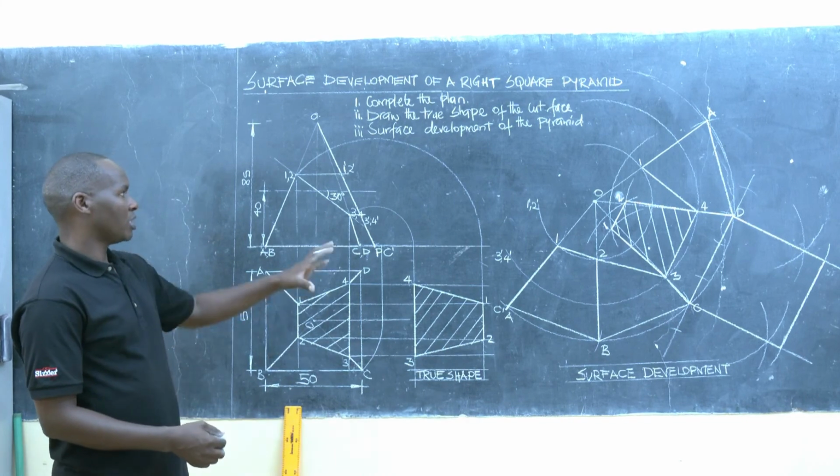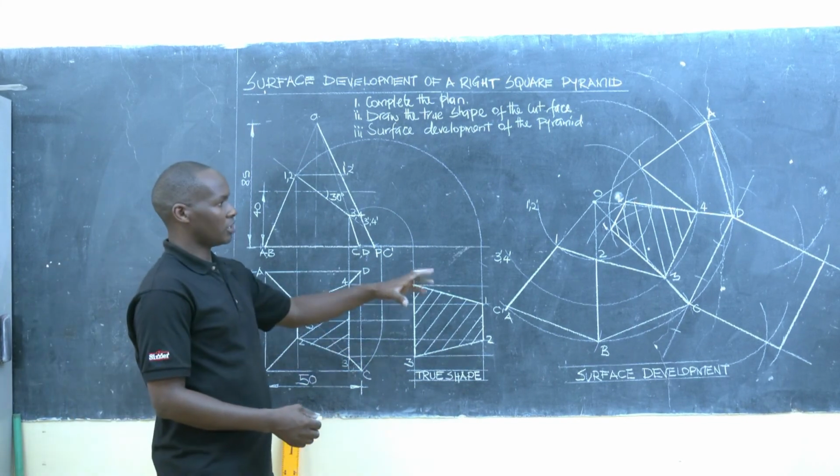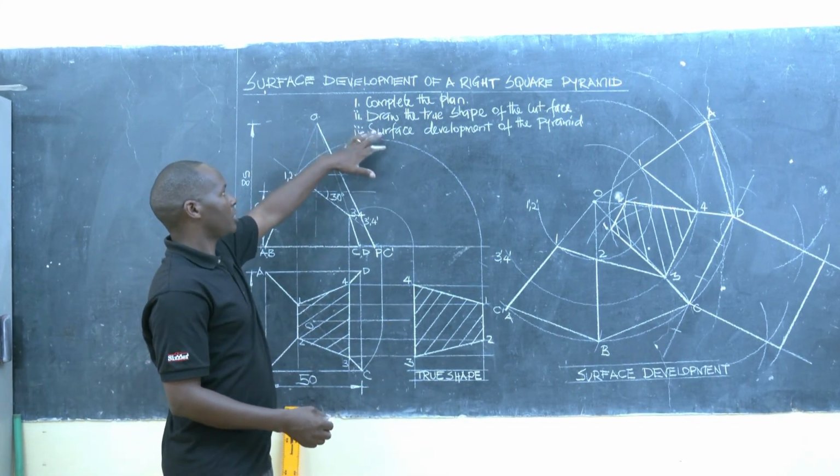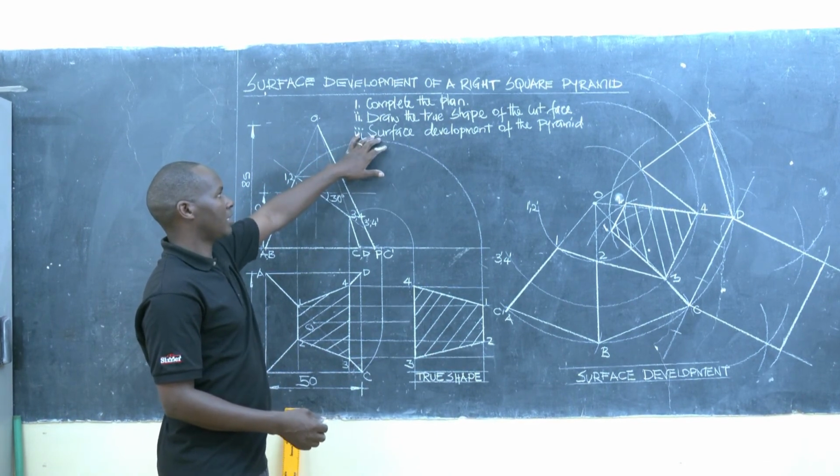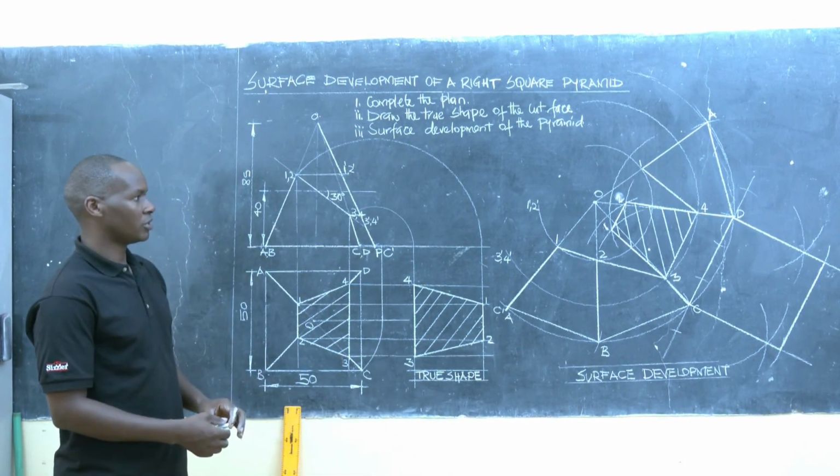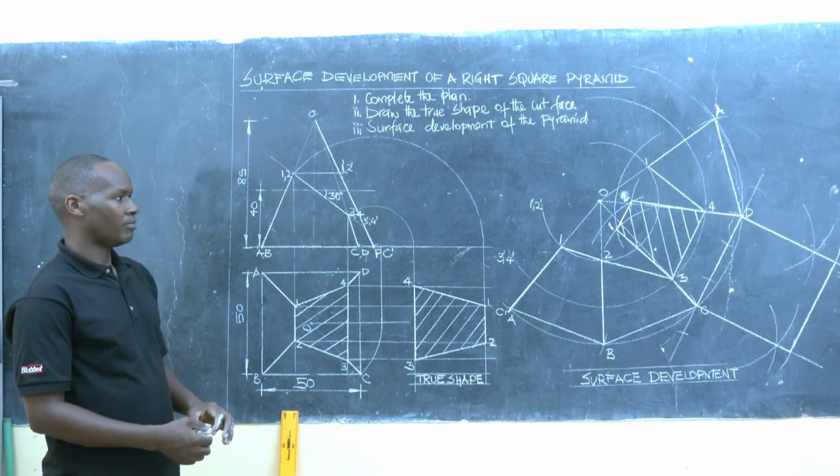So therefore we've been able to achieve what we wanted to do in this tutorial, complete the plan, draw the true shape and the surface development of the truncated pyramid.